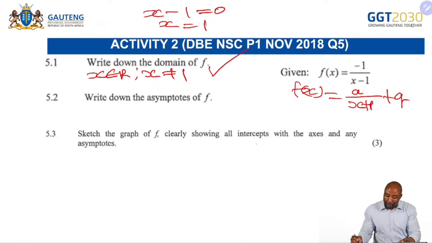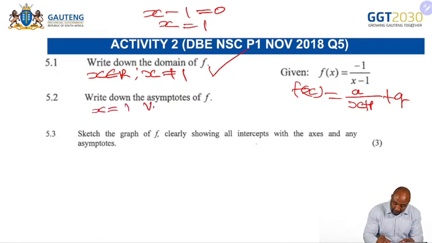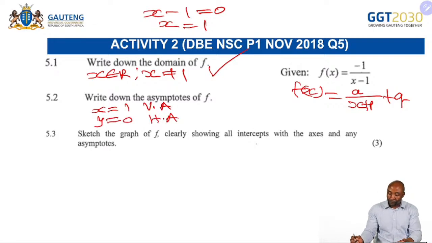Write down the asymptotes of f, the equations of the asymptotes. I've already given you one. x is equal to 1. This is our vertical asymptote. If you check there, the value of q in this case is 0, meaning y equal to 0 is our horizontal asymptote. Question 5.3. Sketch the graph of f, clearly showing all intercepts with the axes and any asymptotes. So for our asymptotes, we got our 2 marks there.